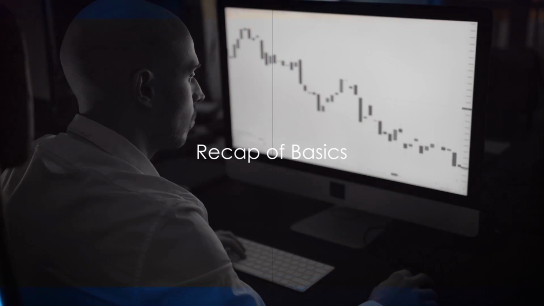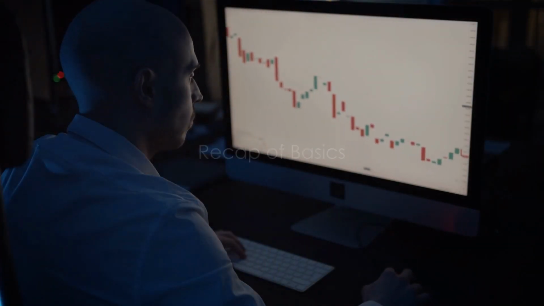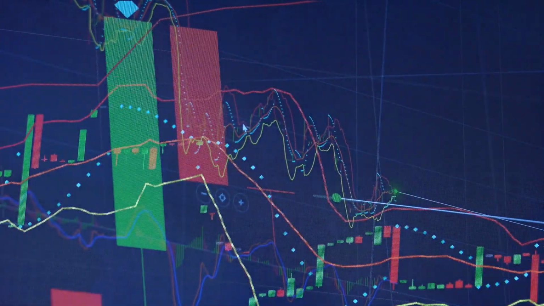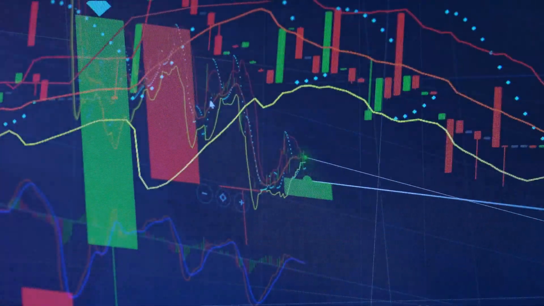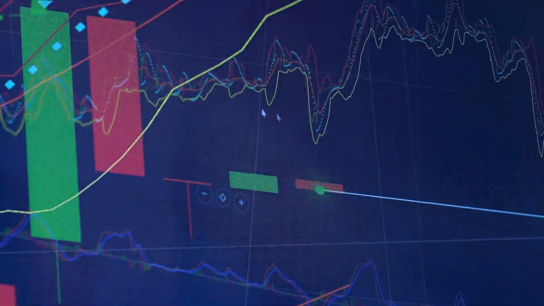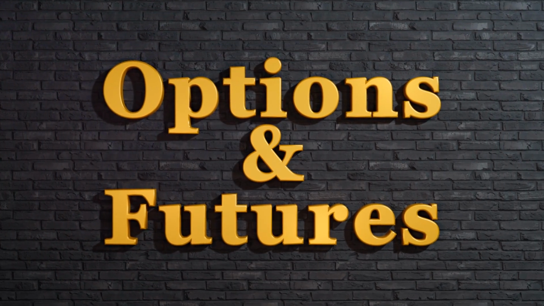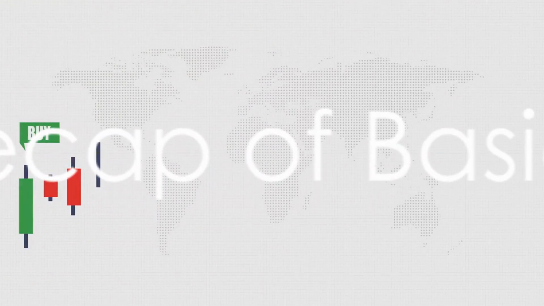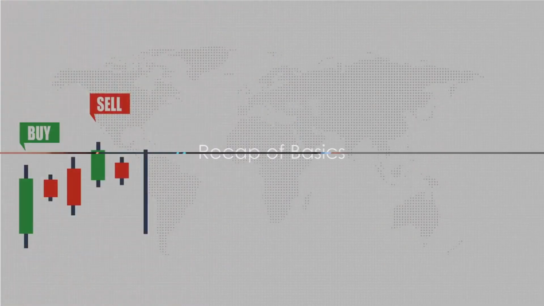Before we get into strategies, let's do a quick recap of what we covered in part 1. Options are contracts that give you the right to buy or sell an asset at a predetermined price, known as the strike price, by a certain expiration date. You pay a premium for this right. There are 2 types of options, calls and puts. Calls give you the right to buy, while puts give you the right to sell. Make sure you're comfortable with these concepts before we proceed.